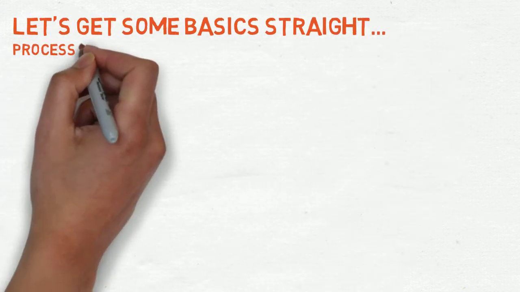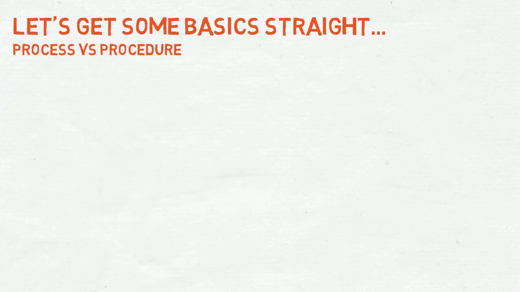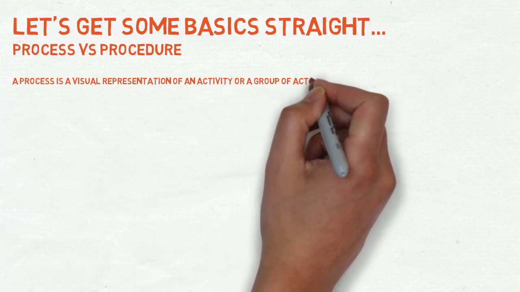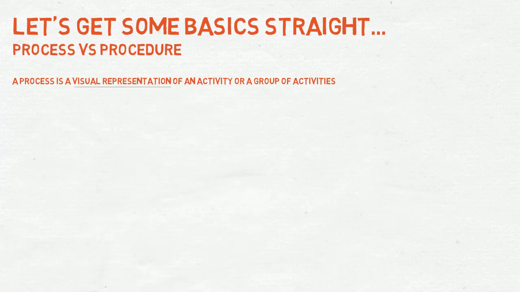Before we begin though, let's iron out some basics. The difference between process and procedure. Many people use these two terms interchangeably in conversations, but they are two separate documents, each with their own unique purpose. So let's break them down. A process is a 60,000-foot view or a visual representation of a group of activities.